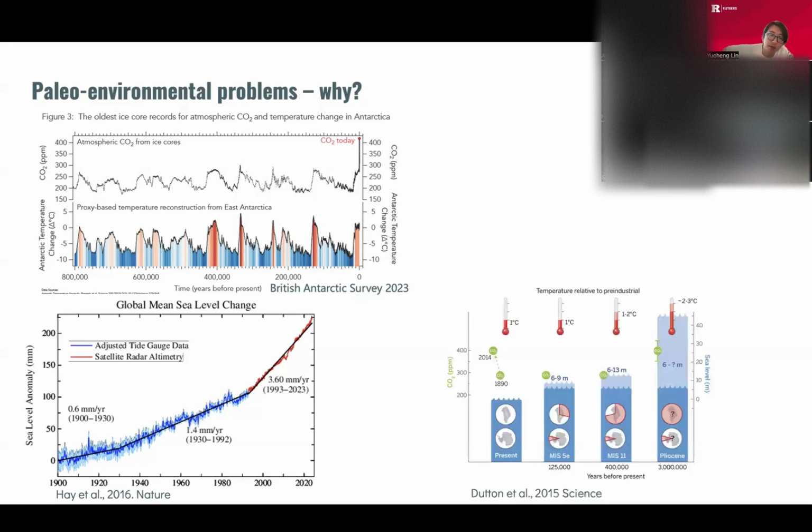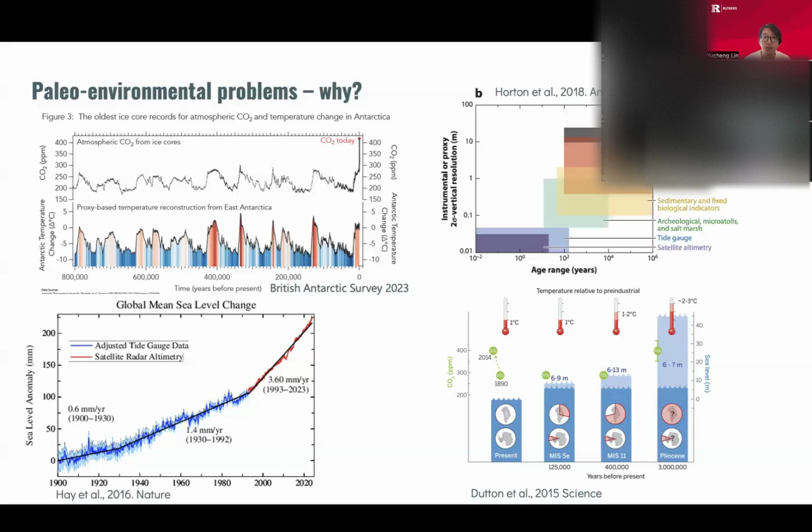A typical example is Andrea Dutton's 2015 paper. We know atmospheric CO2 is rising really quickly, but how will this CO2 contribute to our sea level rise in the future? We can compare this with the geological past, like MIS 5e and MIS 11. Although it shows we know really well what's going on here, I know many of you are doing paleo sea level research. How much sea level rise occurred in the past is still an open question to some extent. So to answer this question, we really need more types of records, what we call geological records.